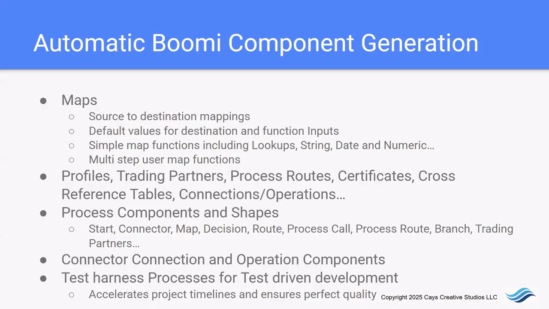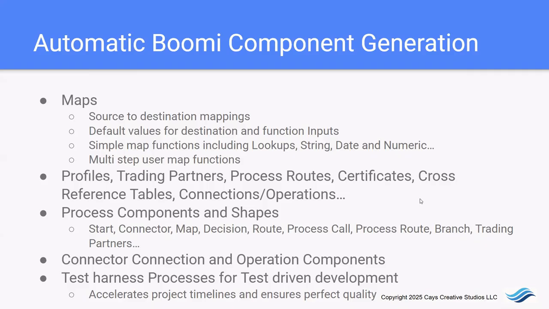So we support component generation for maps with basic source to destination mappings. Default values are captured, simple map functions, including lookups, string functions, date functions. And for some products, we're even able to generate multi-step user map functions. We also generate profiles, trading partners, process routes, certificates, and many others.